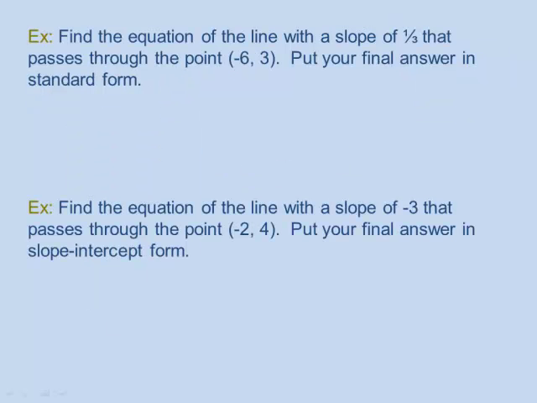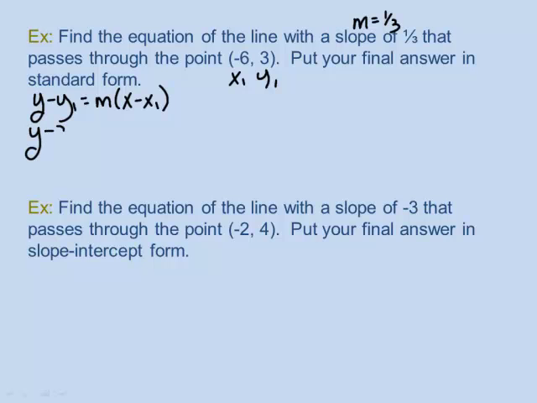So let's look at these two examples, which are very similar. Find the equation of the line with a slope of 1/3 that passes through the point (-6, 3). Now we're asked, though, to put our final answer in standard form rather than slope-intercept form. But the problem starts the same way. We've got a slope given of 1/3, and we have one point which we will label x1, y1, so we can use y minus y1 equals m times the quantity x minus x1.